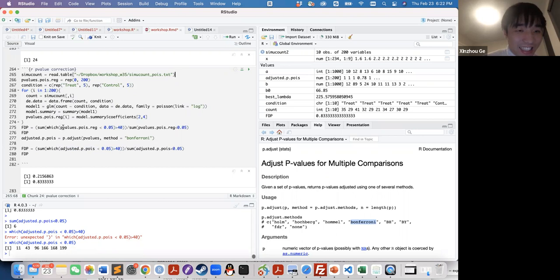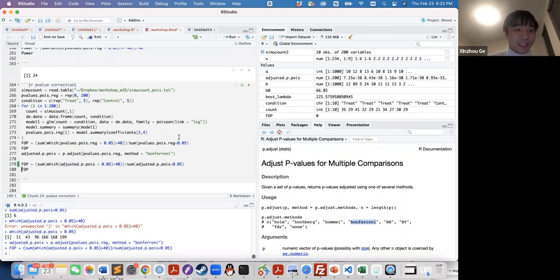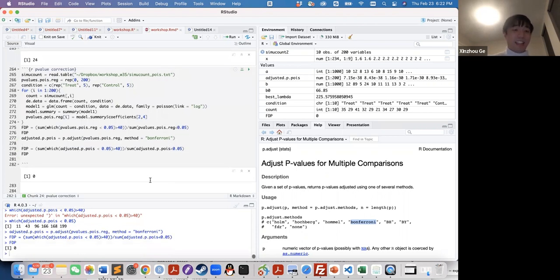Oh, I understand what happens. I forgot, I made a mistake here. It should be p value post ring. Yeah, I made a mistake. Okay, then that makes sense.